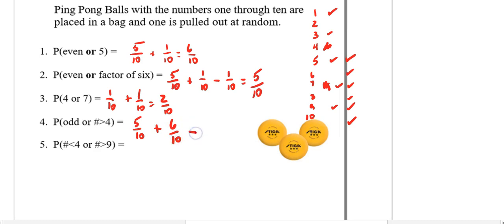But then we have to subtract these duplicates. Notice that 5 got counted twice, 7 got counted twice, and 9 got counted twice. So we have to subtract 3. So that adds up to 11 minus 3 is 8.